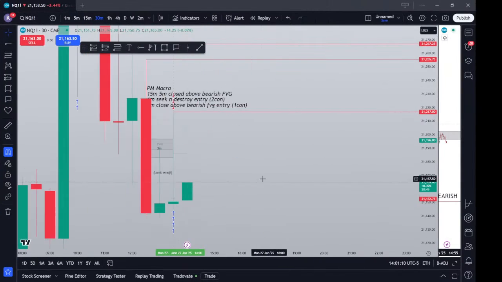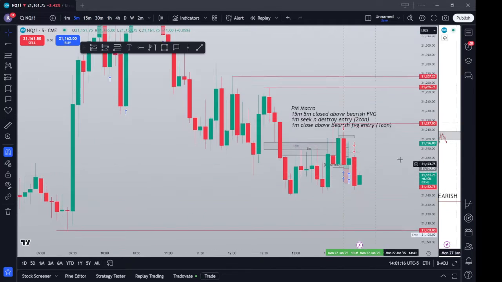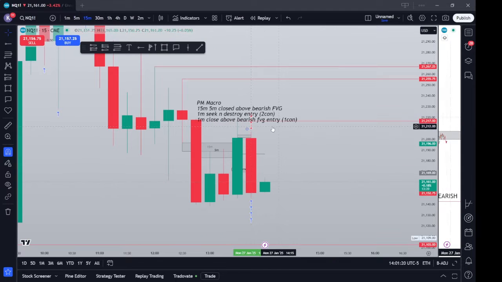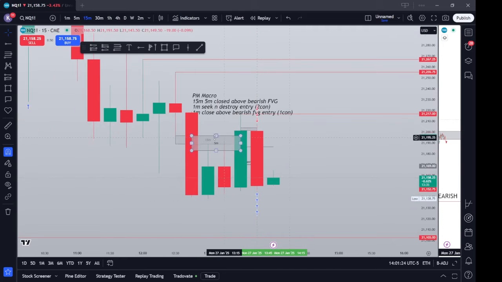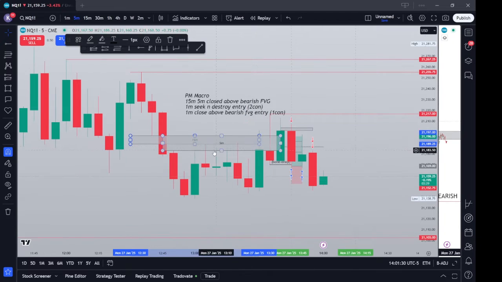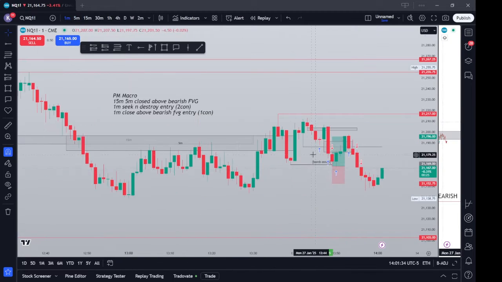Yo, this is a losing trade example. This is more of a journal video than an actual video. I was looking at these sells based off of this macro, the PM macro from 1:45 to 2:15. I saw that price closed above this 15-minute bearish fair value gap and above this 5-minute bearish fair value gap. So I was looking for sells, right?